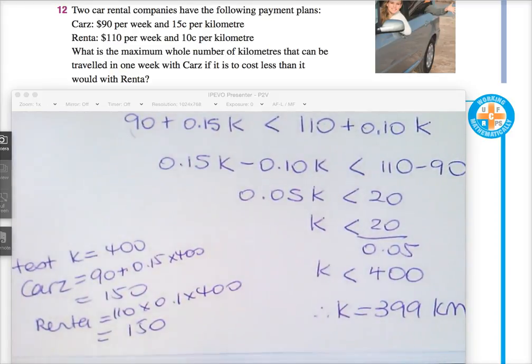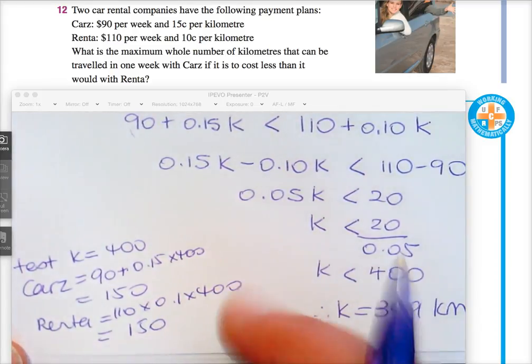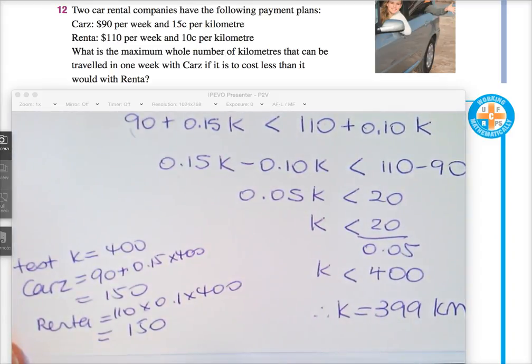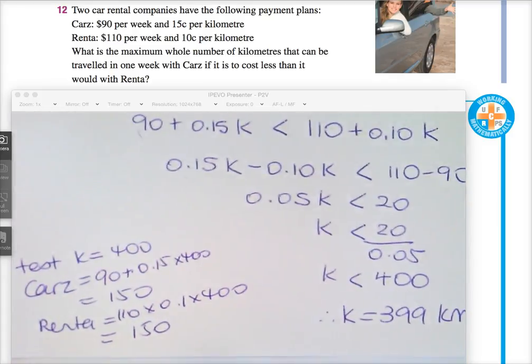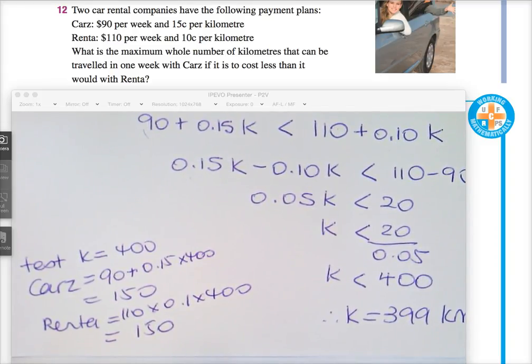Now, if you want, substitute 399 into both, and cars will end up being, I think, 5 cents more than renter. Wait a sec. Is this going the wrong way? No, it's not. If you put 399, I think cars will be 5 cents less than renter. Did you try it?